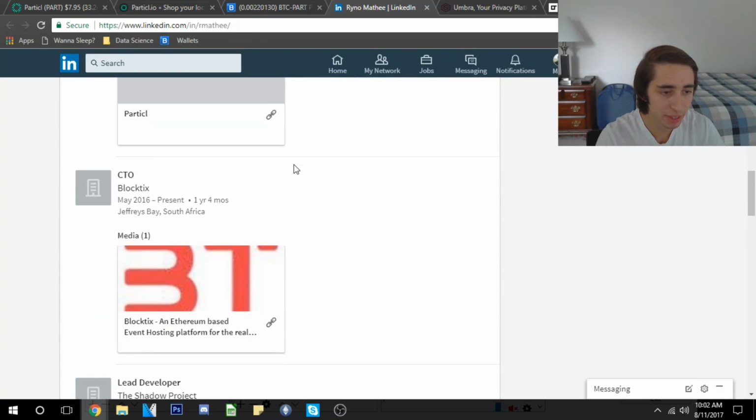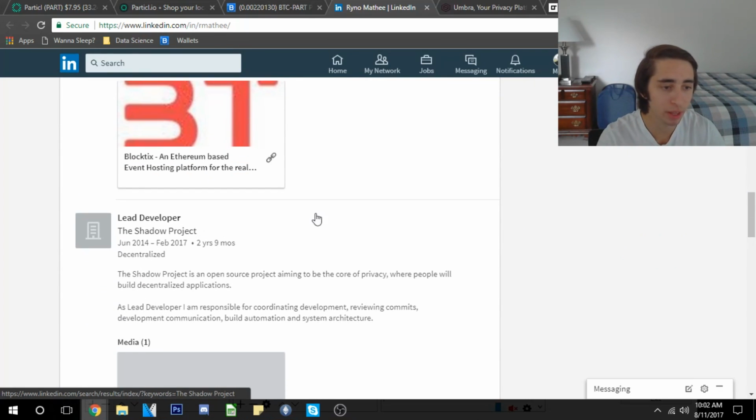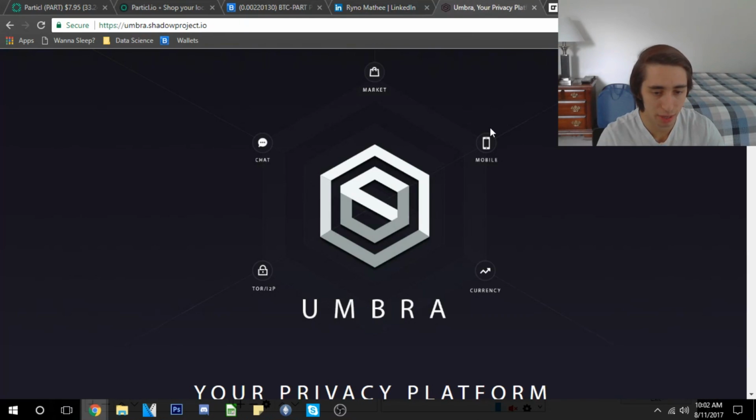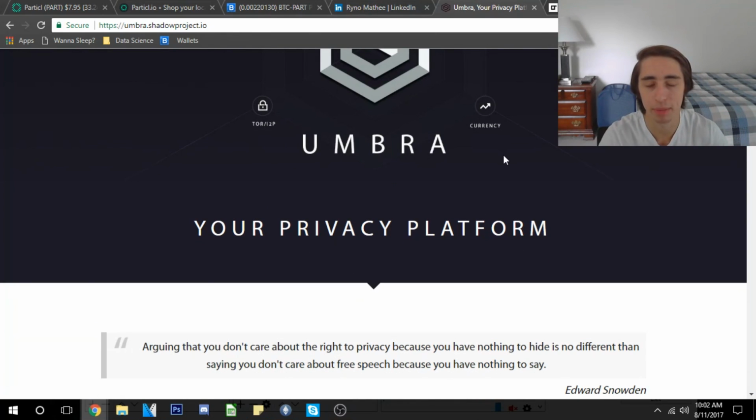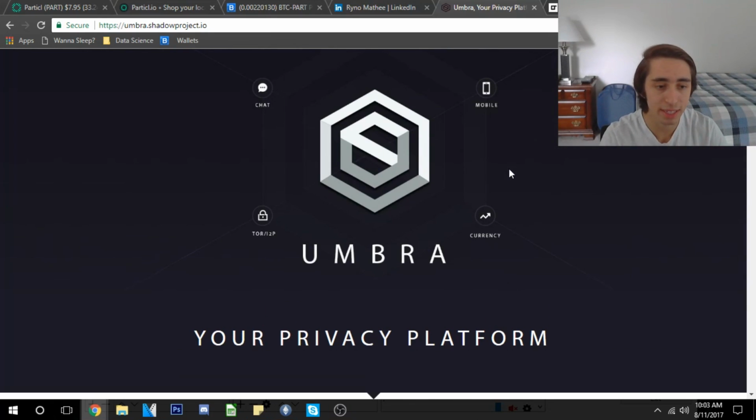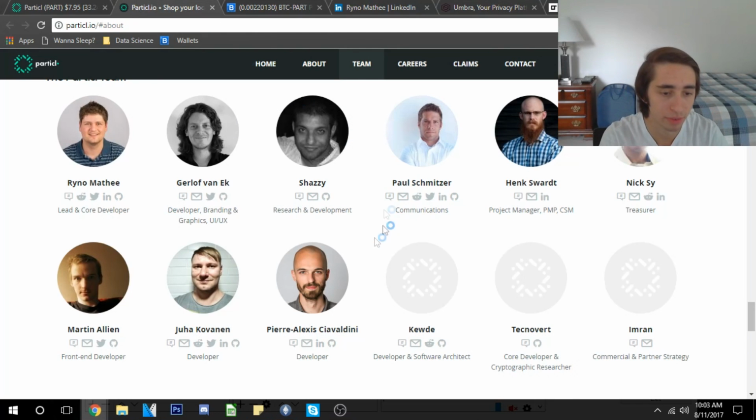And then the second thing that really stood out to me was he was the lead developer at the Shadow Project, which is technically known as Umbra, but basically it's a whole privacy platform about using the internet in the sense of privacy, security, etc. So I think that he's got experience working in the space of privacy and encryption. He's got the experience behind him, and I think he's got a wonderful set of team members alongside him to get to this project.